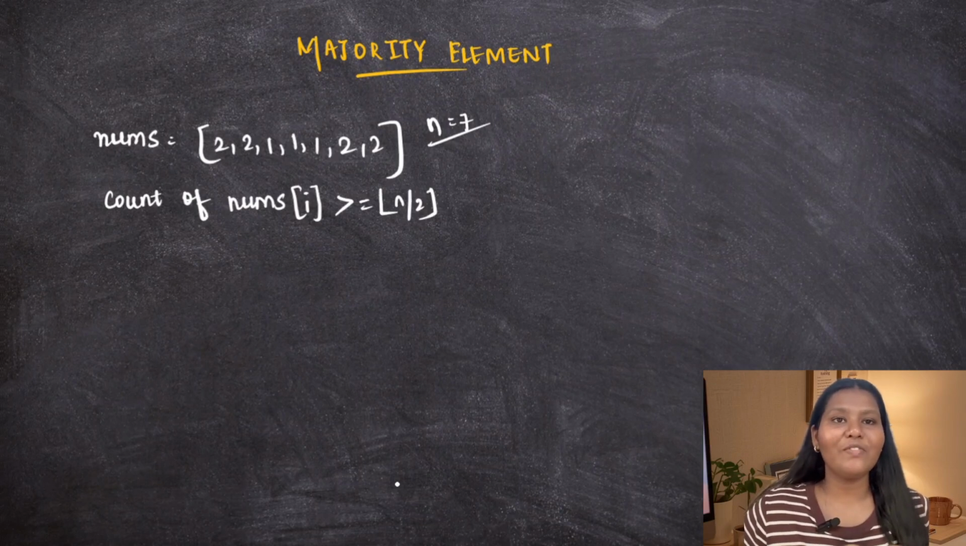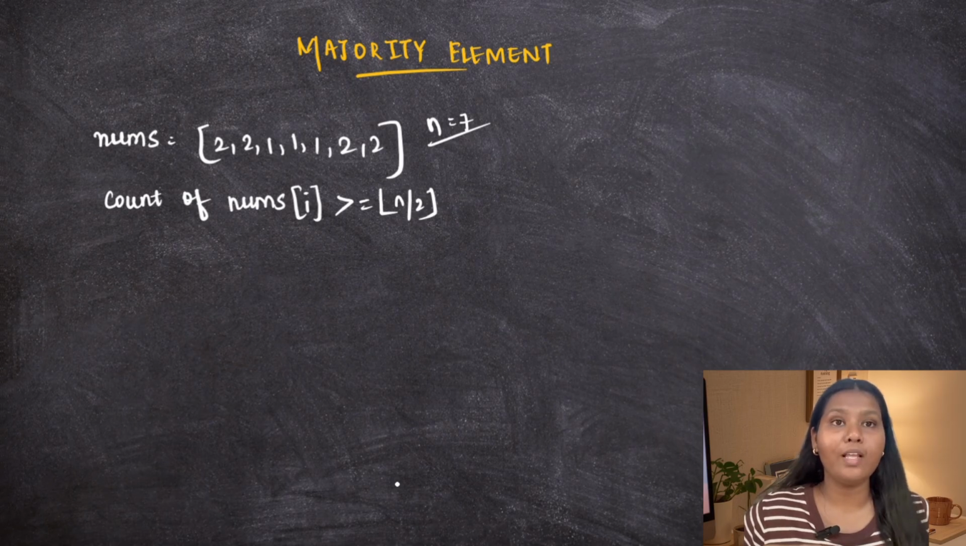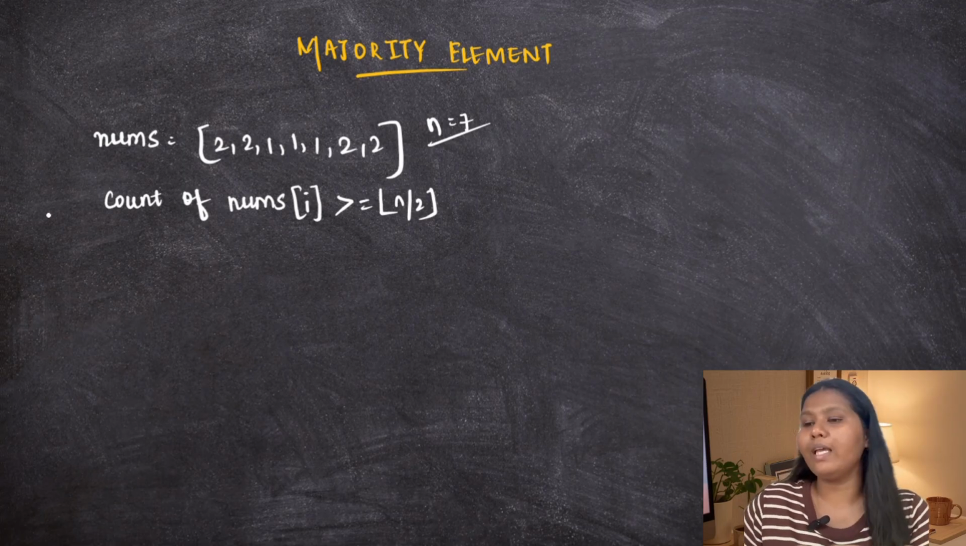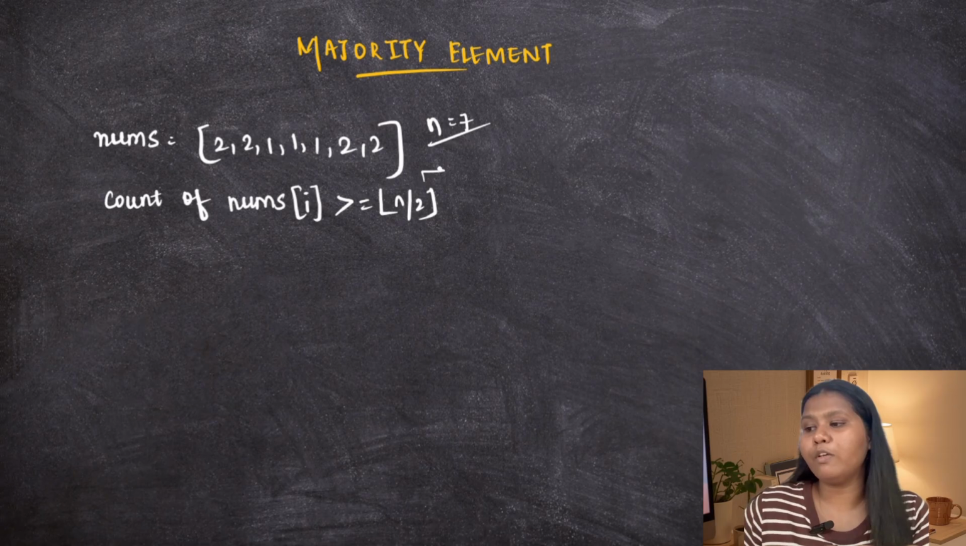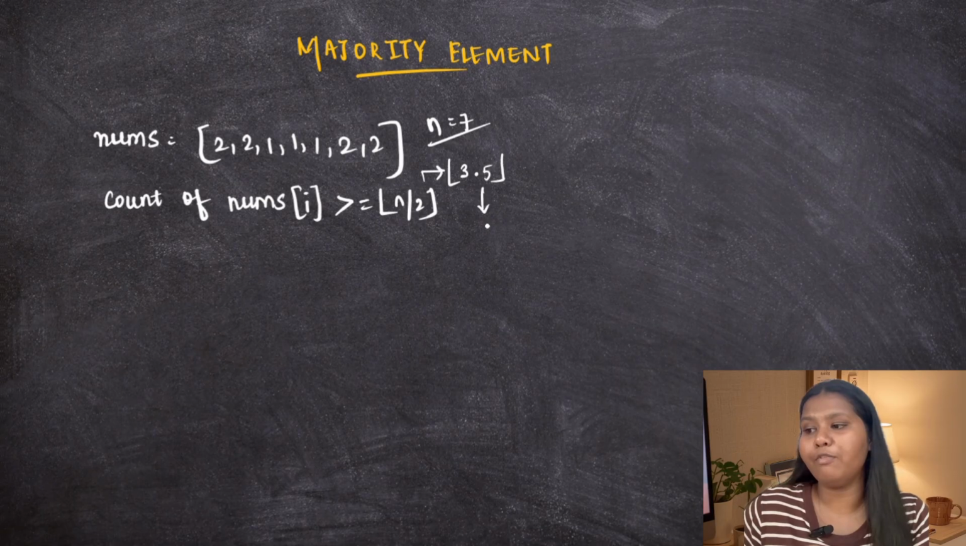Hi, in this video we are going to see how to find the majority element in a given array. Any element which appears more than n by 2 times in a given array is called majority element, where n is the length of the array. Here we can see the length of the array is 7 and n by 2 will give you the value of 3.5. So taking the smallest integer function (ceiling) of this 3.5 we get 4.